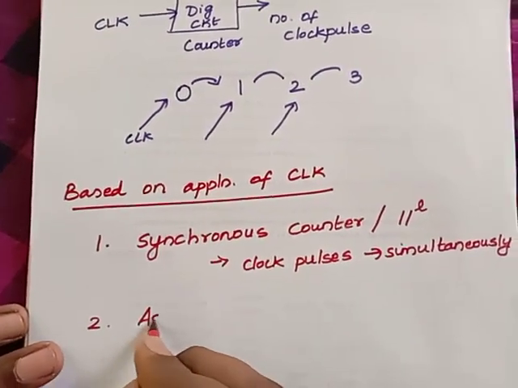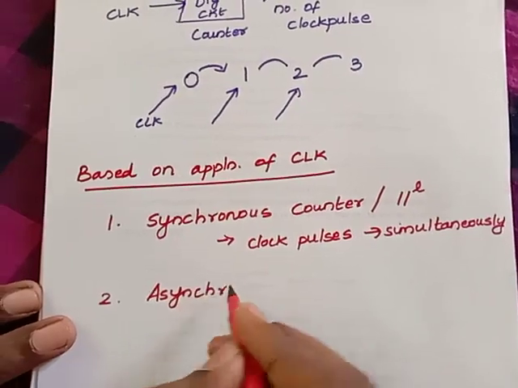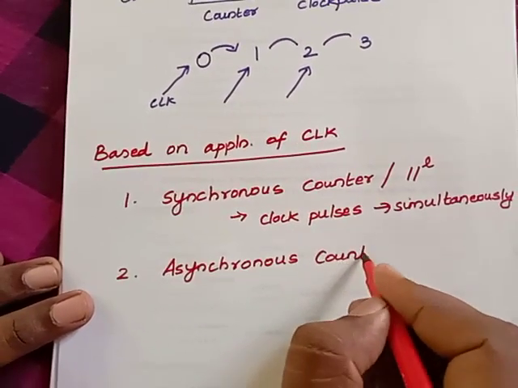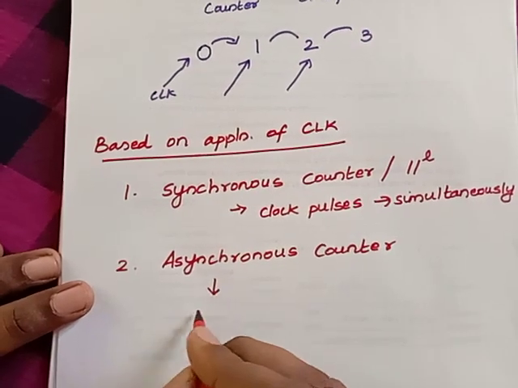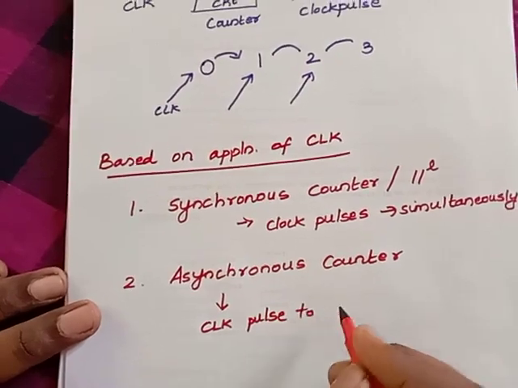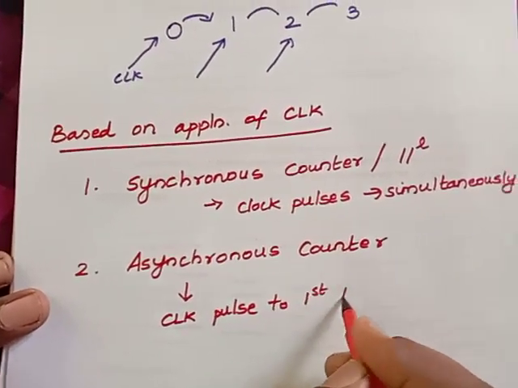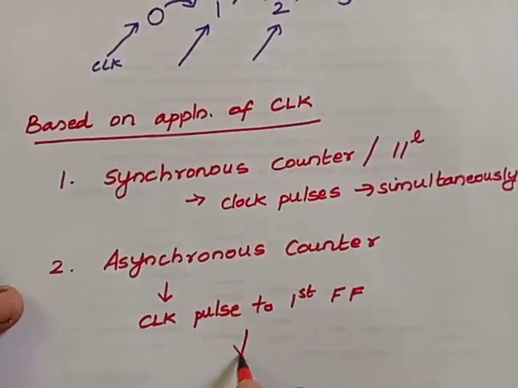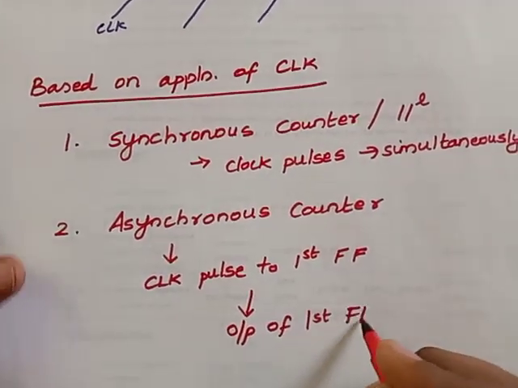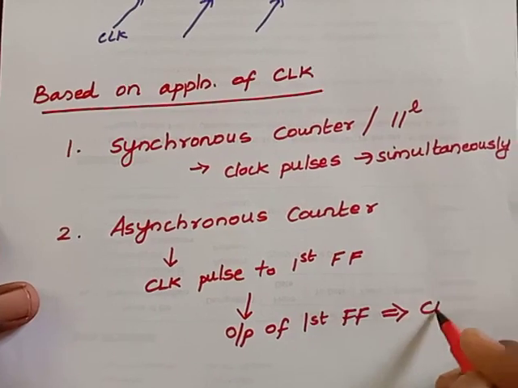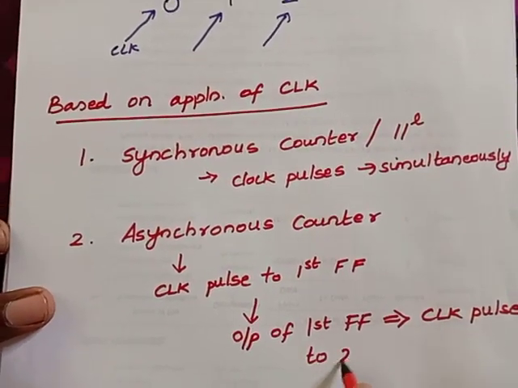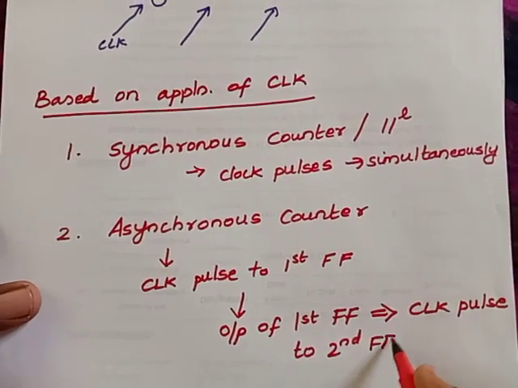Second one is the asynchronous counter, where you will be applying your clock pulse to the first flip-flop, and the output of the first flip-flop will be acting as clock pulse to the second flip-flop and so on.